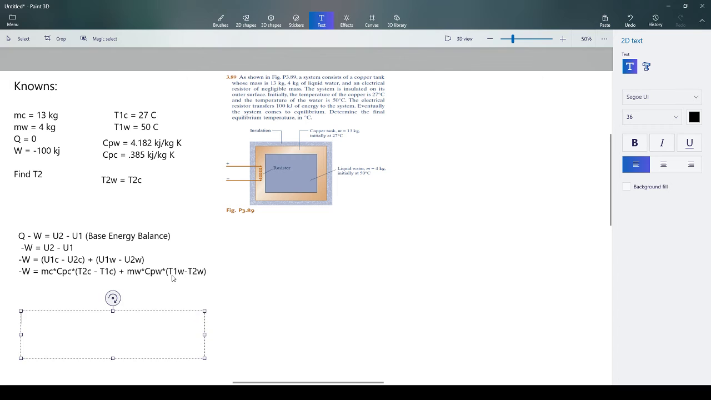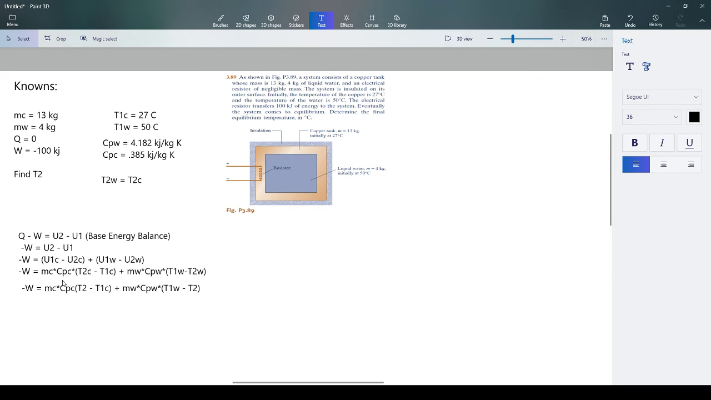You distribute them in, and then you're going to separate the T1s and the T2s, because remember, T2 of water and copper are the exact same thing. So that's something I'm about to do. I'll just change the equation to include that, because that's going to be confusing. I should have just done it from the beginning. T2 minus T1C plus MW times CPW times T1 water minus T2. Okay? So essentially, I just replaced it so there's no T2C or T2W.